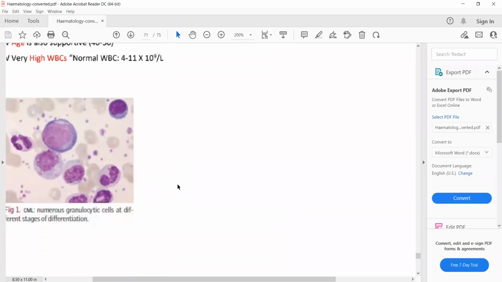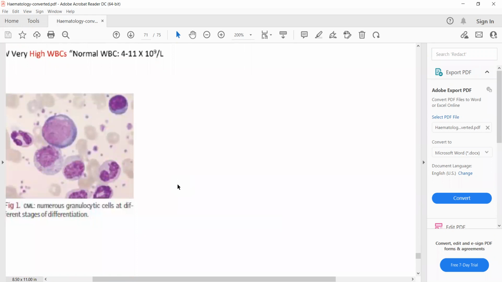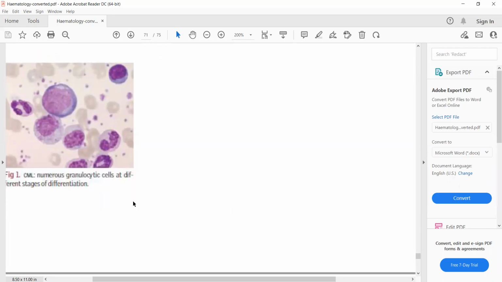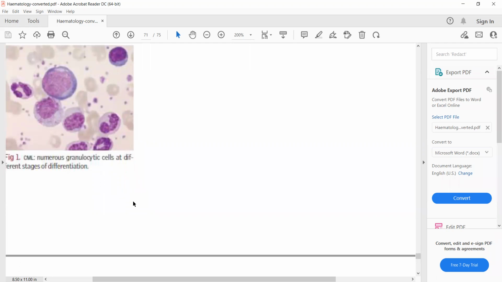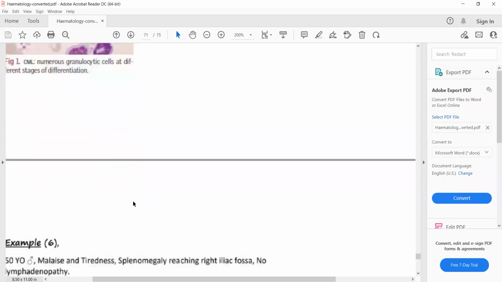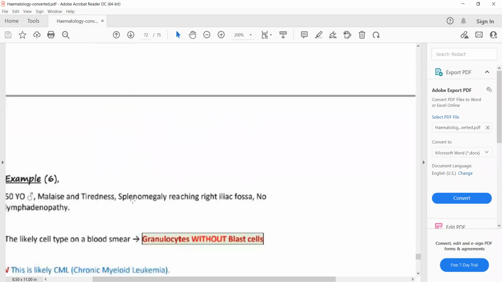This is a peripheral blood film which is showing granulocytes at all stages of maturation. These are blasts, myelocytes, metamyelocytes. This is one stage of maturation. This is a mature neutrophil. These are other stages of maturation. So peripheral film showing granulocytes at different stages of maturation. Your diagnosis will be CML.